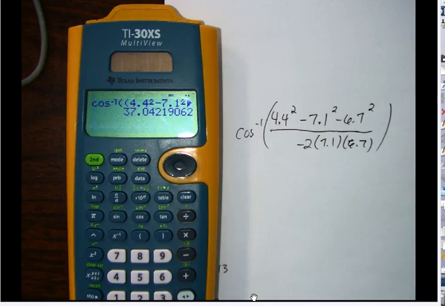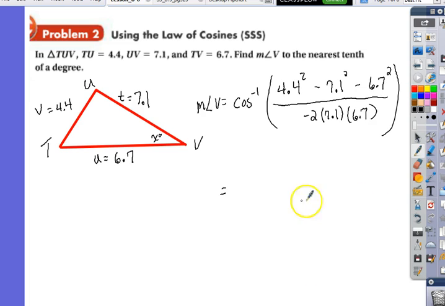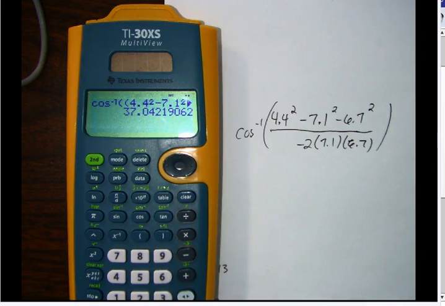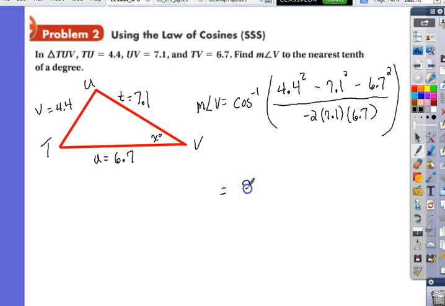Yeah. So there's just a lot of stuff to put in. So sometimes you might want to key this stuff in a couple of times on a test to make sure that you're putting down the right answer. So I got 37.0. If I were to round this off to the nearest tenth of a degree, I need 37.0 as the nearest tenth of a degree.